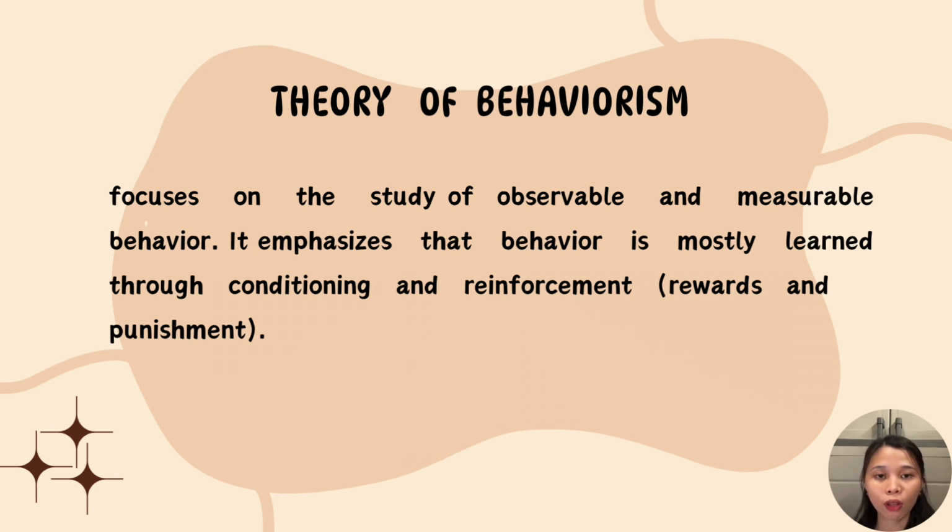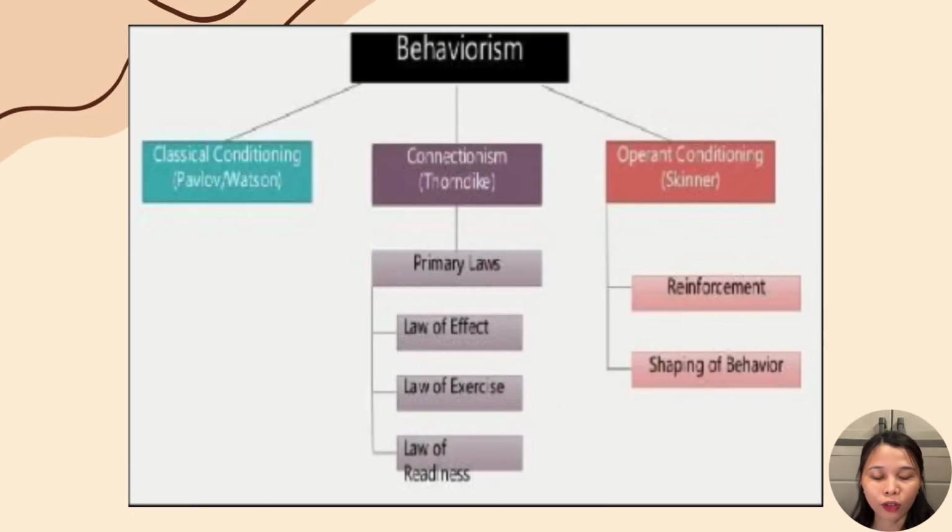It focuses on the idea that behavior can be explained through stimuli or environmental events and responses, or the organism's reactions to those stimuli. In this organizational chart, under behaviorism is the classical conditioning by Pavlov and Watson, connectionism by Thorndike, and operant conditioning by Skinner. Under connectionism are the primary laws: law of effect, law of exercise, law of readiness. And the operant conditioning is the reinforcement and shaping of behavior.